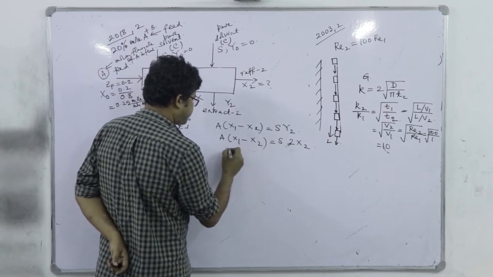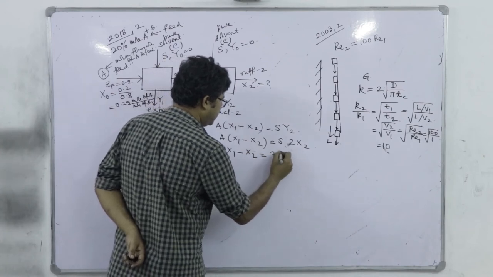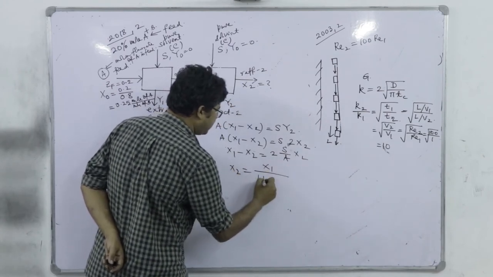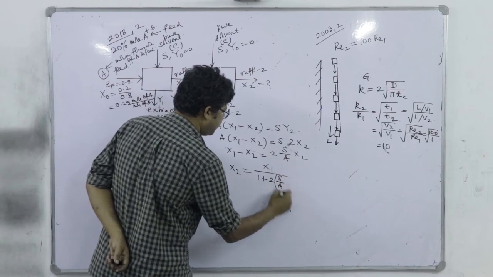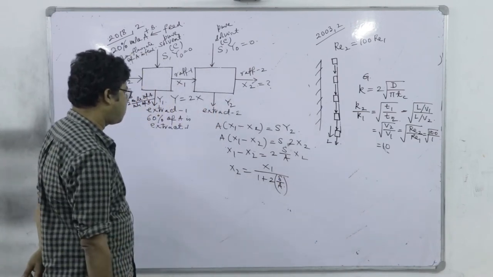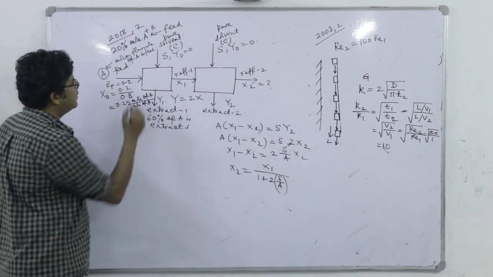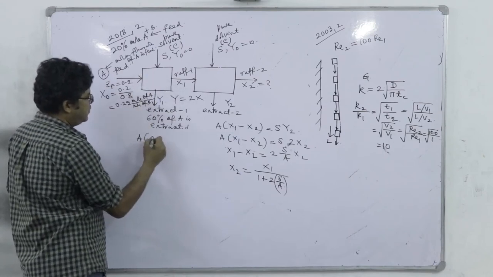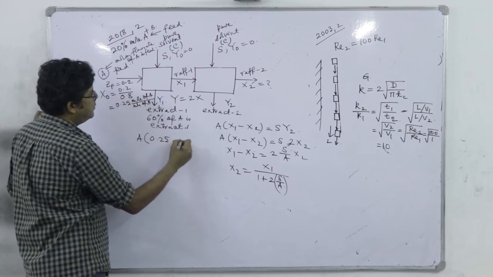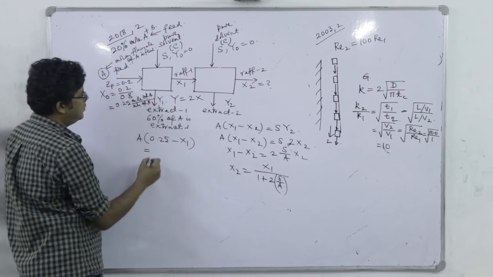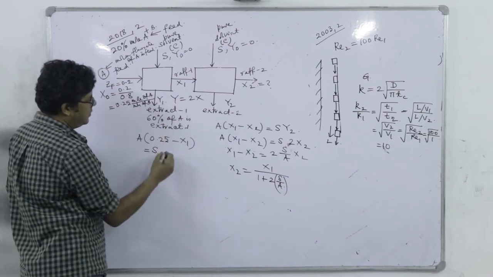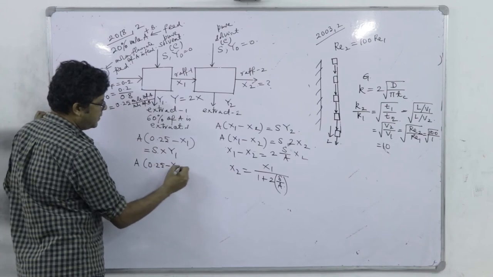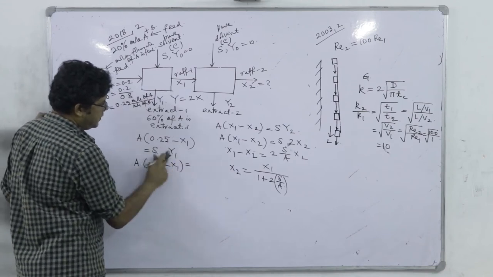So basically it is X1 minus X2 is equal to 2 of S by A into X2, so X2 is basically X1 divided by 1 plus 2 into S by A. So that is X2. Next, in the first stage, A into 0.25 minus X1 is equal to this S, because the equal amount of solvent is used, into Y1.